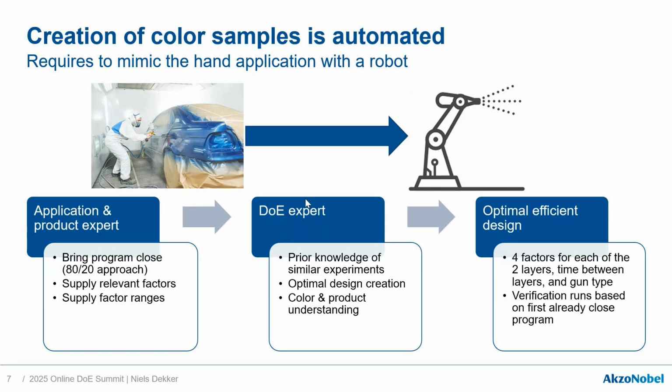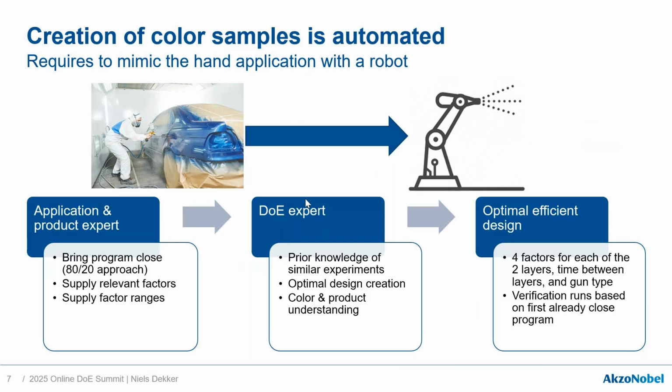So in this case, like I said, the base coat, the base layer, typically is applied in two layers. For each layer, the robot could vary 4 factors from low to high. So 2 times 4 is 8 factors already. Then we have the time that you wait between layers. And then we had 2 different spray gun types that are typically used on robots, so those we also took into account in the design.